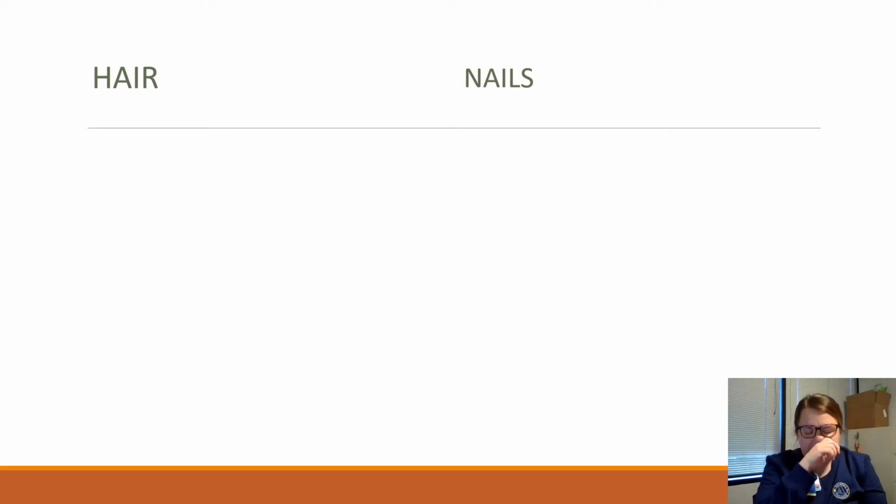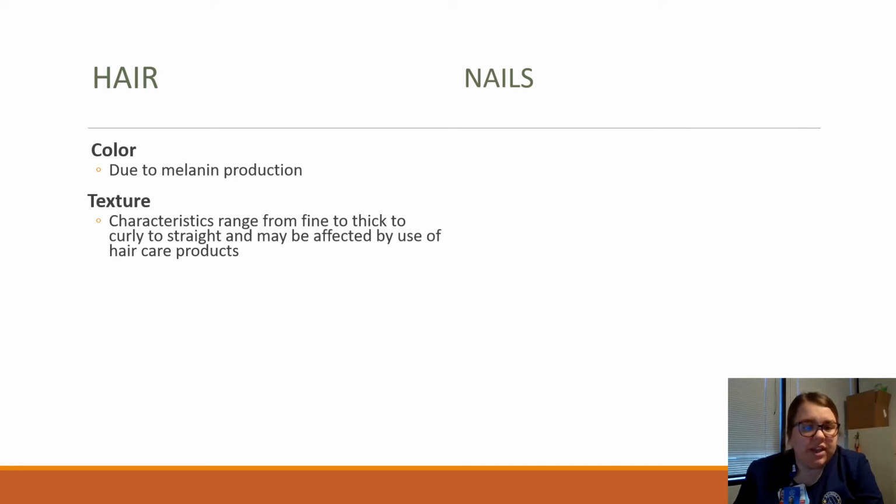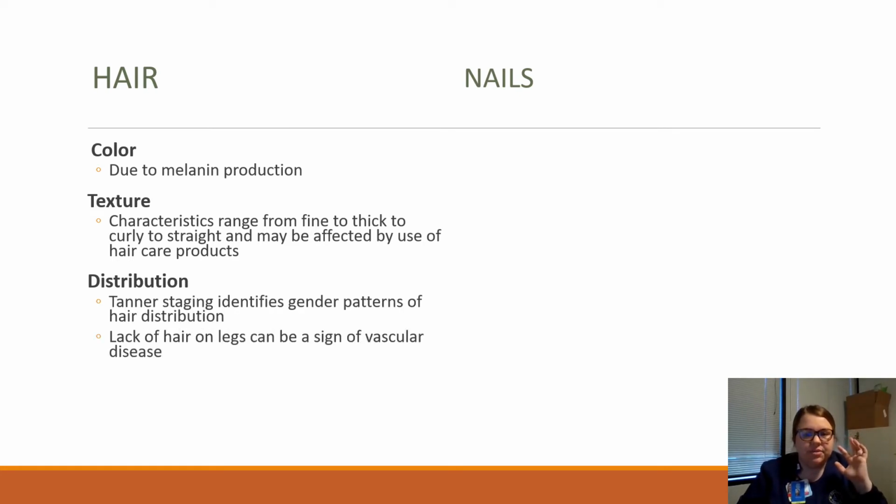So now we're going to talk about hair and nails, but hair first. So when we look at someone's hair, one, you are going to look at the color. It's going to be due to the melanin production, but as a patient gets older, as a human gets older, they may have less melanin, which is causing their hair to turn gray. I'm looking at their texture. Is it straight, fine, curly, thick? All of this could be affected by hair products. Distribution, I want to make sure it's even. Is it consistent? Or do they have patches?